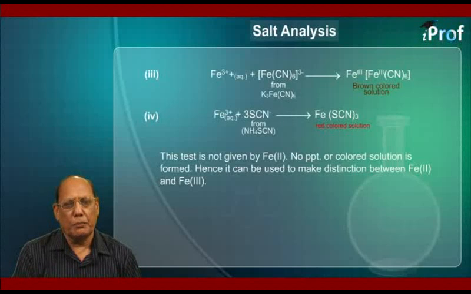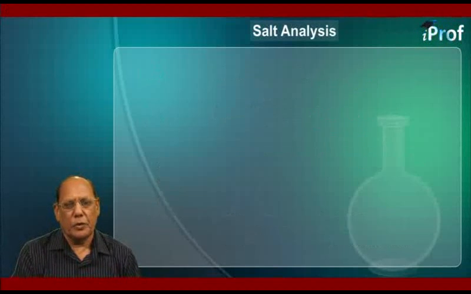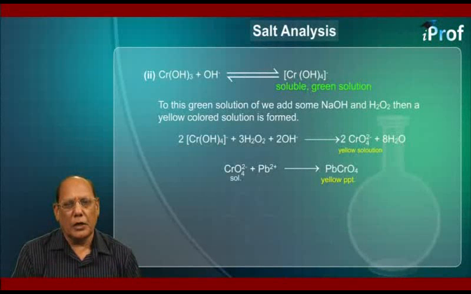Finally, reactions shown by chromic ions Cr3+. The first reaction is from the chart, that is Cr3+ aqueous or salt solution plus 3 OH- ions forming Cr(OH)3, a greenish white precipitate that is soluble in excess of NaOH. The second reaction is Cr(OH)3 plus OH- ions in excess. We get reversibly a soluble complex, that is [Cr(OH)4]-. But this is a green solution.